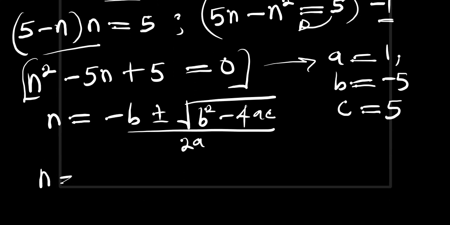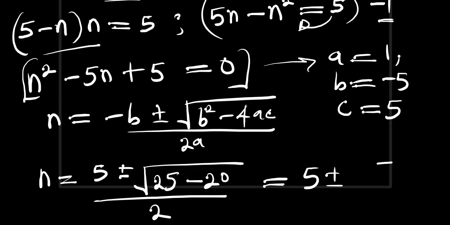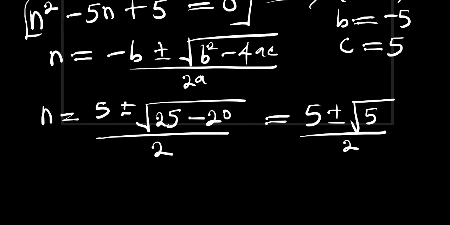So we have n equals -b, that is, we're going to have 5 plus or minus the square root of b squared, we're going to have 25, minus 4ac, we're going to have minus 4 times 1 times 5, that is 20, divided by 2, that is 2 times 1, and this equals 5 plus or minus the square root of 5, divided by 2. So this now becomes the value for n.